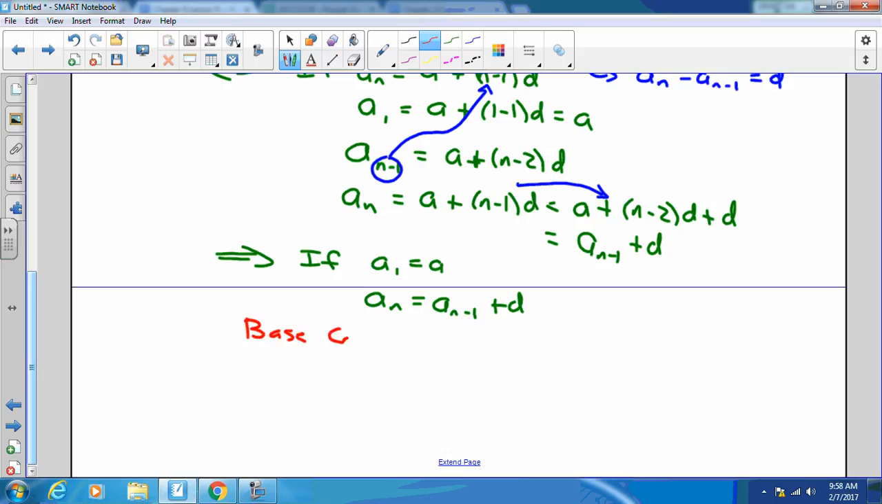So we consider, first of all, our base case. And our base case is going to be n equals 1. So what I have to show is that the closed form gives the right answer. And the closed form is A plus 1 minus 1 times D, which is equal to A, which is equal to A sub 1. And what that means is that A1 has the right form.